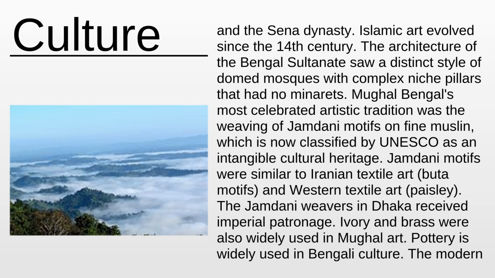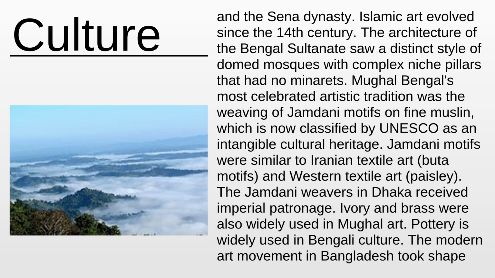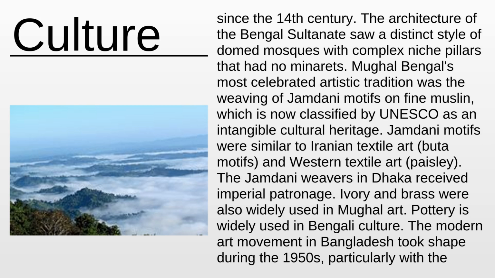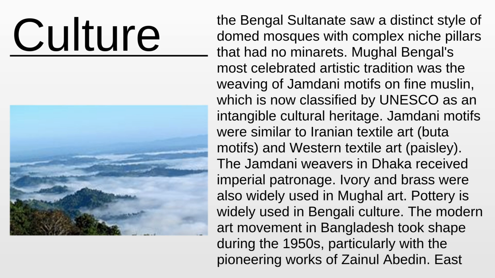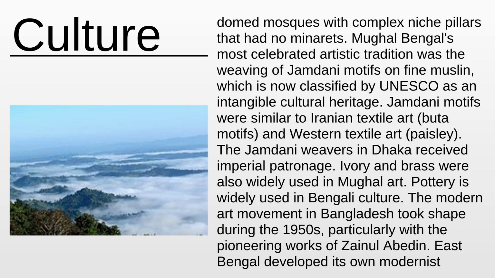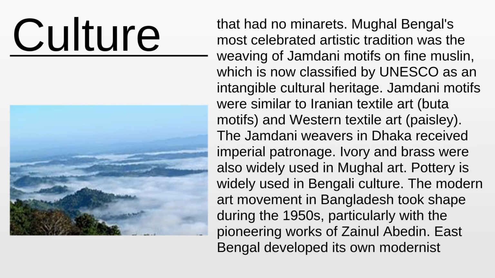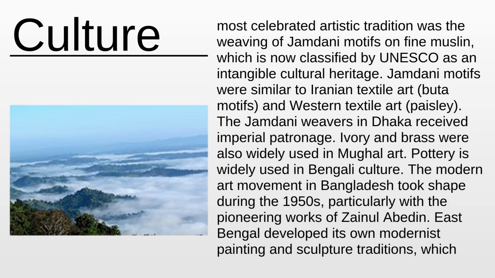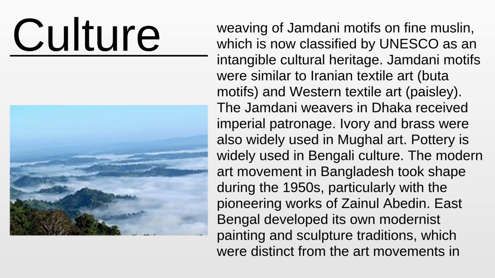The architecture of the Bengal Sultanate saw a distinct style of domed mosques with complex niche pillars that had no minarets. Mughal Bengal's most celebrated artistic tradition was the weaving of Jamdani motifs on fine muslin, which is now classified by UNESCO as an intangible cultural heritage.